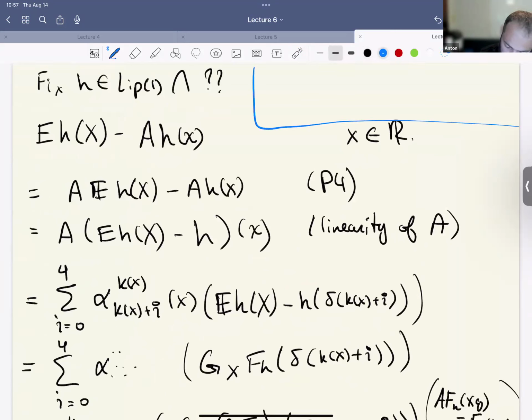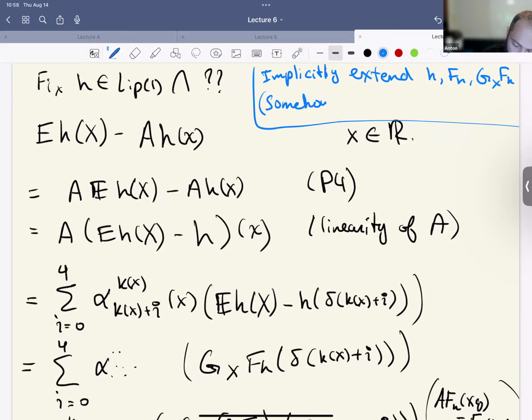maybe up here, implicitly, I extend, let's say, h f sub h g x f sub h somehow to negative integers.